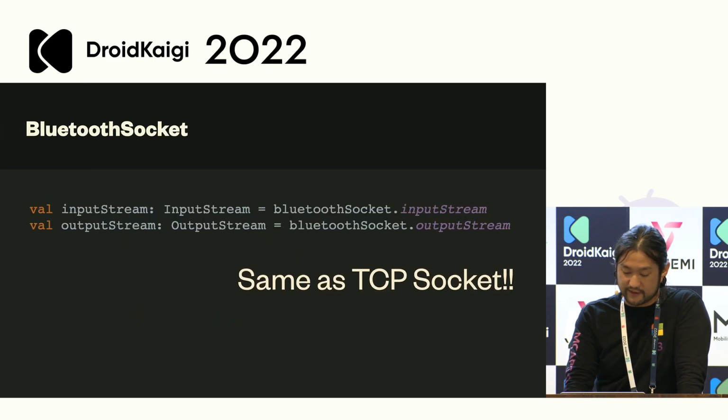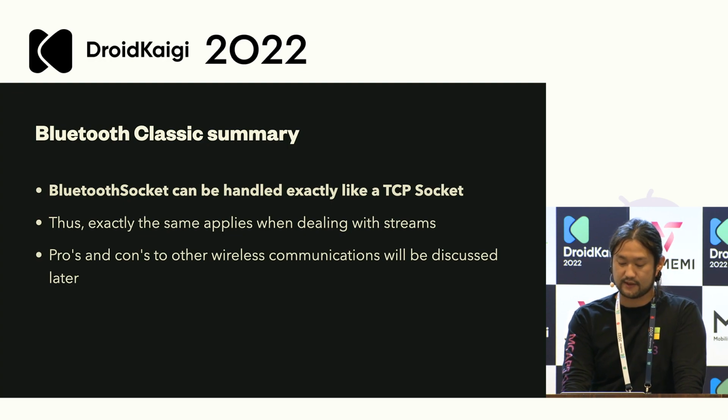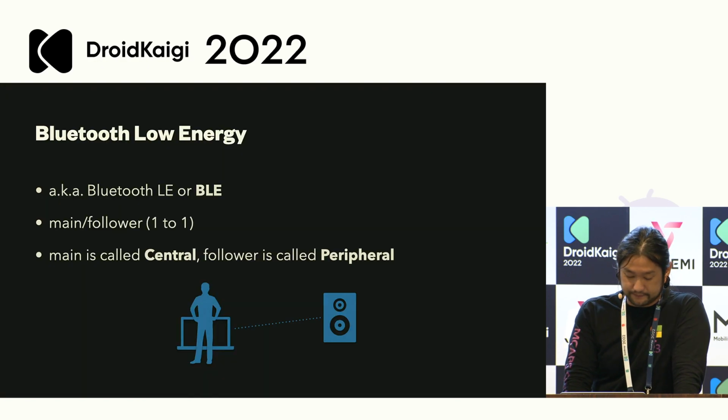From there, it's our input stream and output stream. Everything else is the same as Wi-Fi. Summary: we found that Wi-Fi and Bluetooth Classic connect to other counterparts in a very similar manner, just in a slightly different way. So when should you use Wi-Fi, and when should you use Bluetooth? Well, you'll find that out at the end of this talk. So let's keep going. Last, BLE.